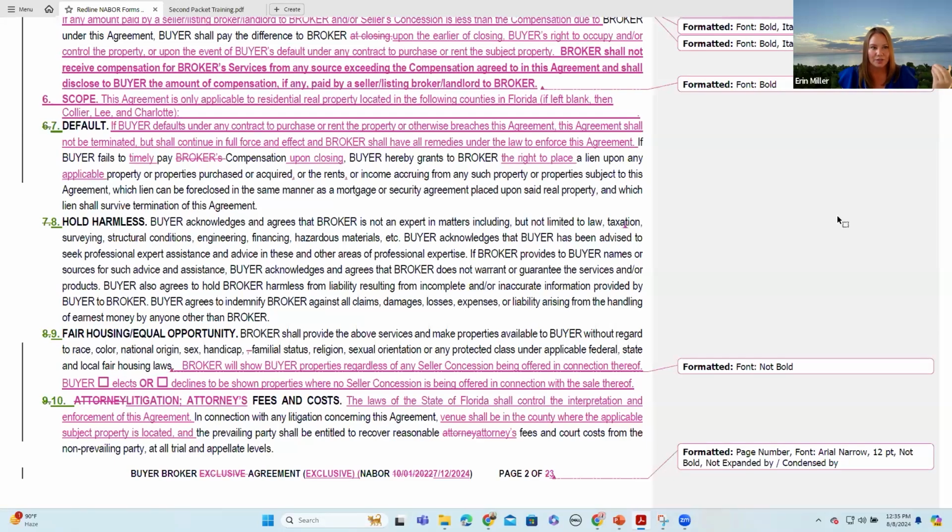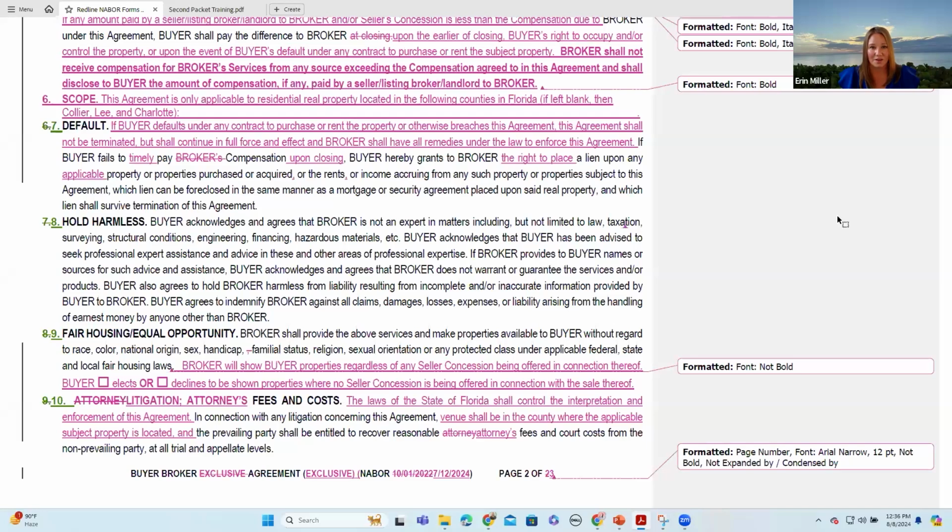If the buyer defaults and fails to pay broker compensation upon closing of a particular property, the buyer is granting the broker the right to place a lien. Now, again, discuss with your broker the process for pursuing enforcement of the buyer-broker agreement, but just because this language is in our buyer-broker agreement, it does 100% not give you, the real estate licensee, the authority to run down to the clerk's office and file a lien on property. You do not have the authority to do that. That is not how that works.